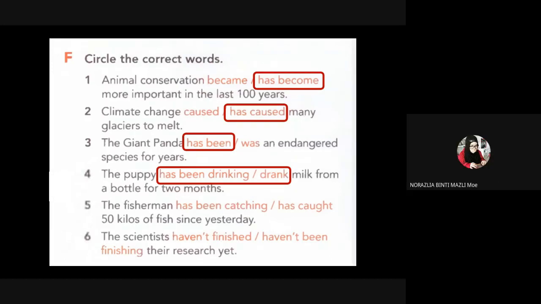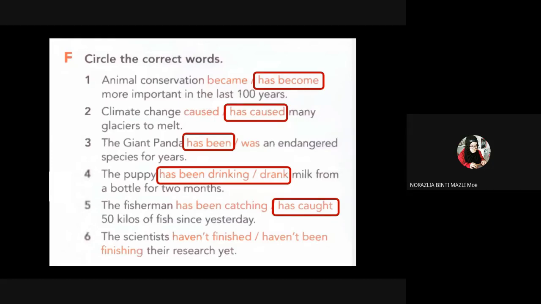Number 5. Has been catching ke has caught? Which one? Has been catching. Has caught, yes, has caught since yesterday. Okay, the fisherman has caught 50.